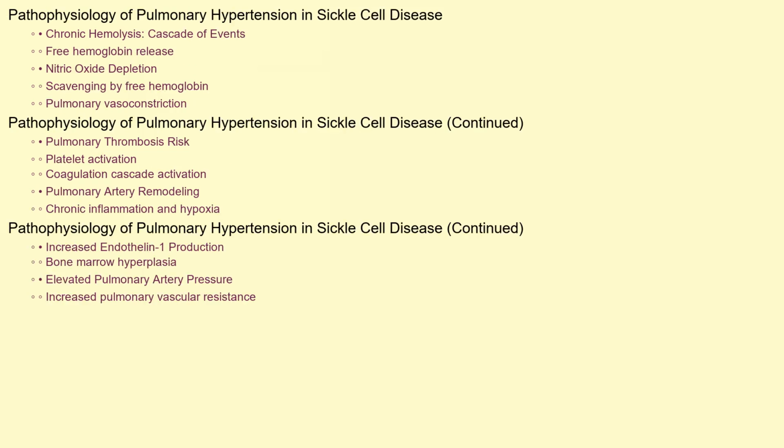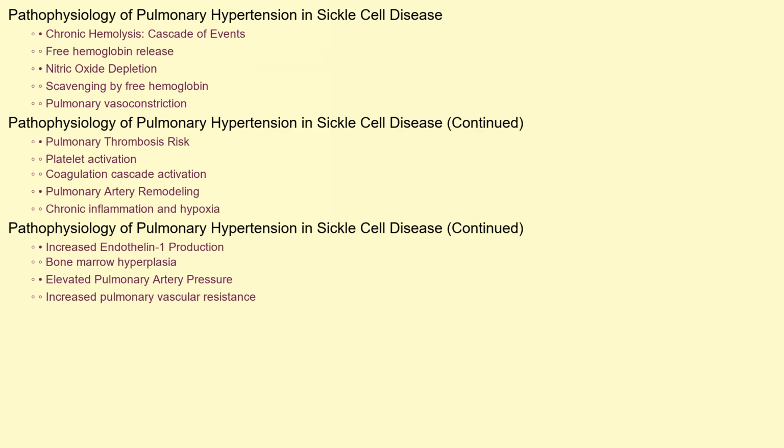Now, let's delve into the pathophysiology. The chronic hemolysis triggers a cascade of events. Damaged red blood cells release free hemoglobin, which scavenges nitric oxide, a crucial vasodilator. This reduction in nitric oxide availability causes vasoconstriction in the pulmonary arteries. At the same time, hemolysis activates platelets and the coagulation cascade, increasing the risk of pulmonary thrombosis.